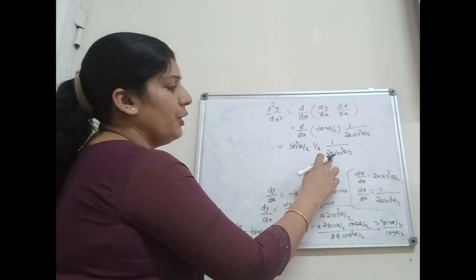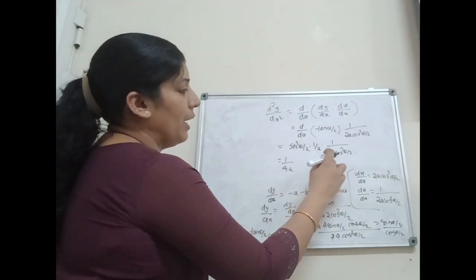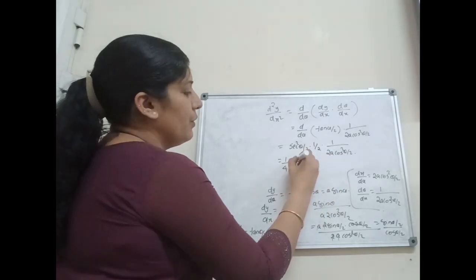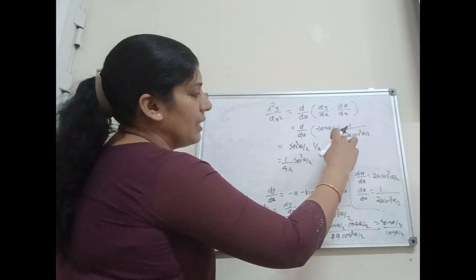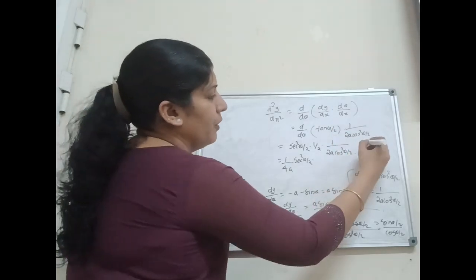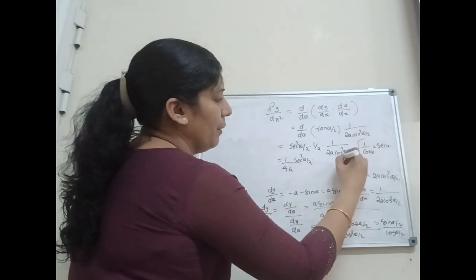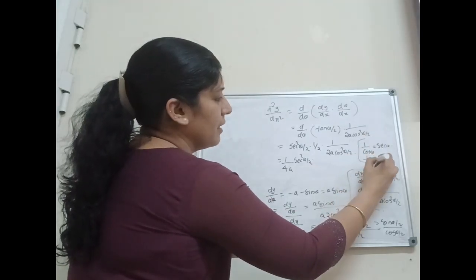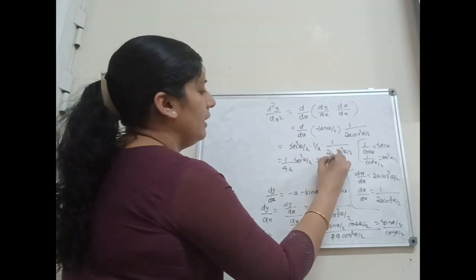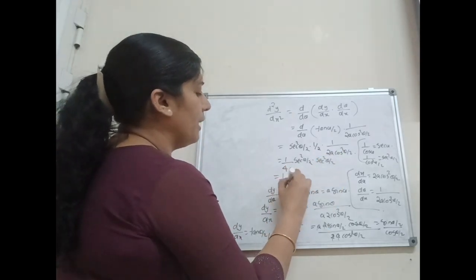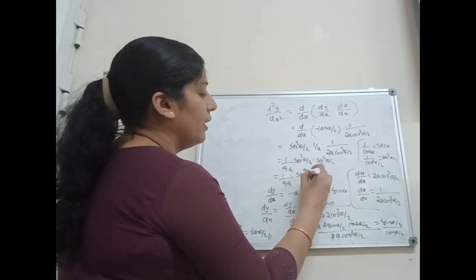Now here 1 by 2 into 1 by 2a, that is equal to 1 by 4a, into sec square theta by 2 into, then next we can consider 1 by cos square theta by 2. 1 by cos theta is equal to sec theta. Therefore, 1 by cos square theta by 2 can be written as sec square theta by 2. Therefore, into sec square theta by 2. That is equal to 1 by 4a into sec square theta by 2 into sec square theta by 2. That is sec raised to 4 theta by 2.